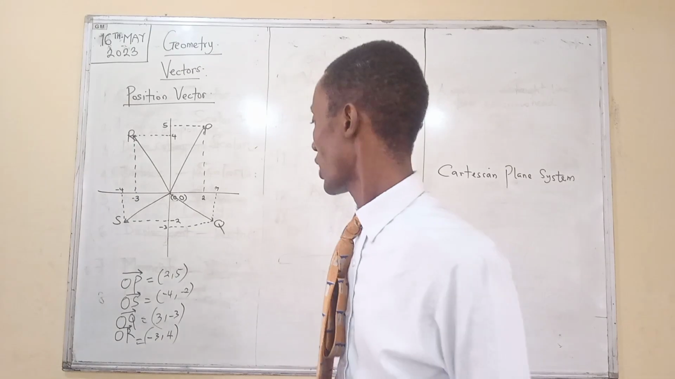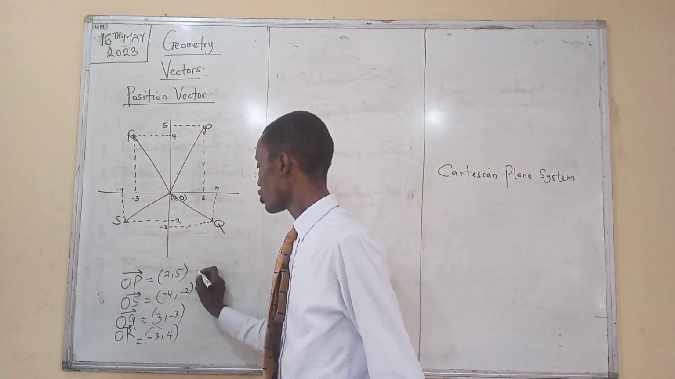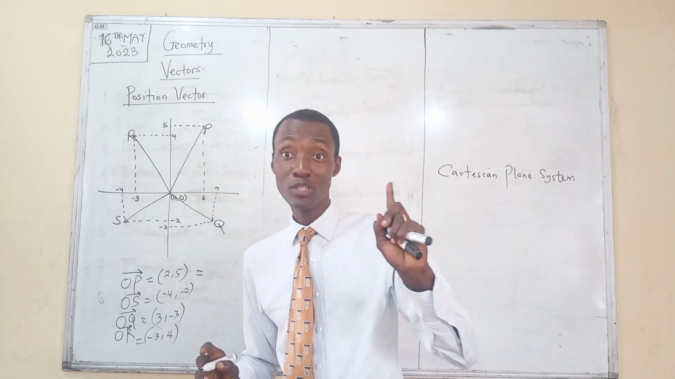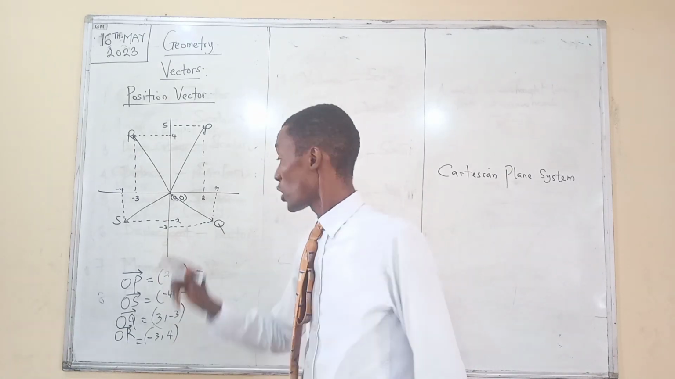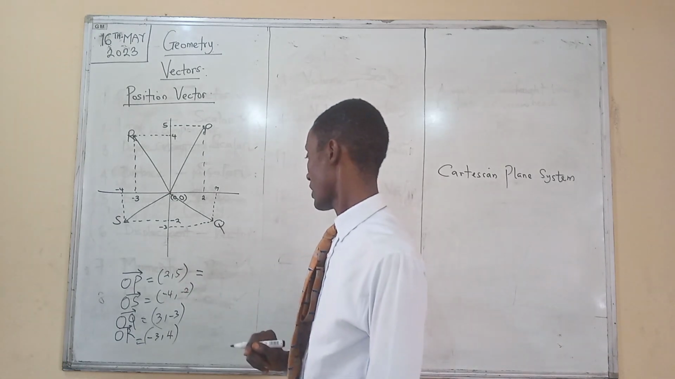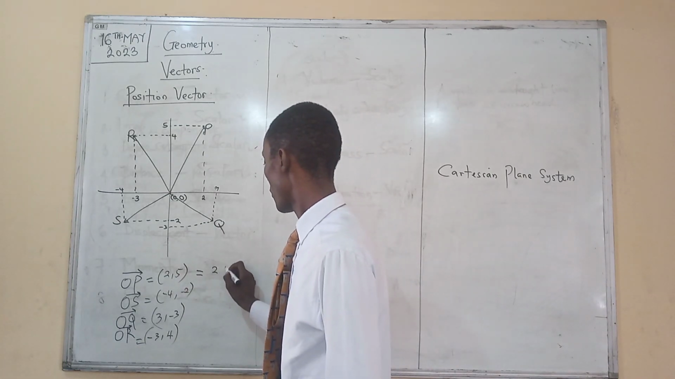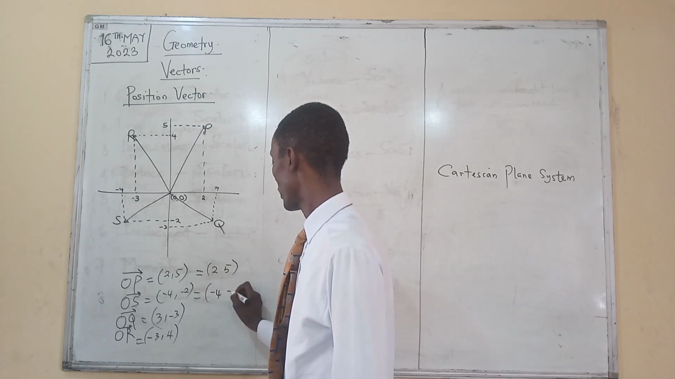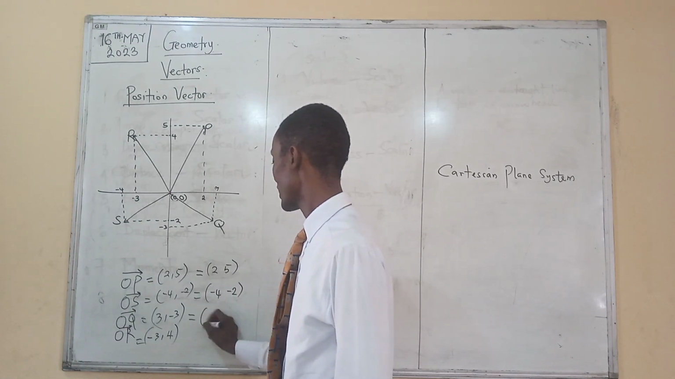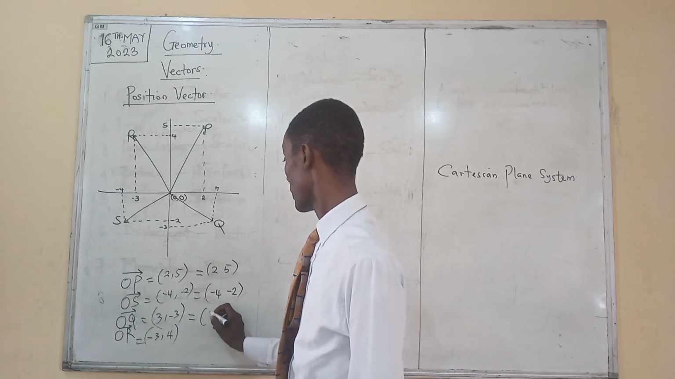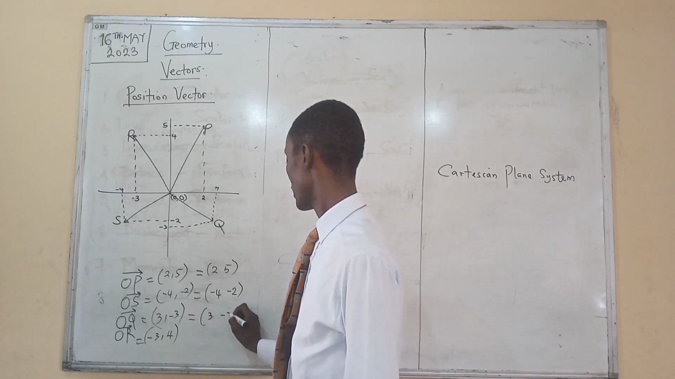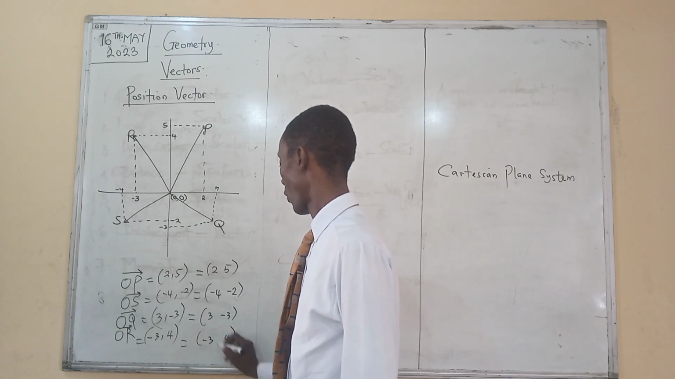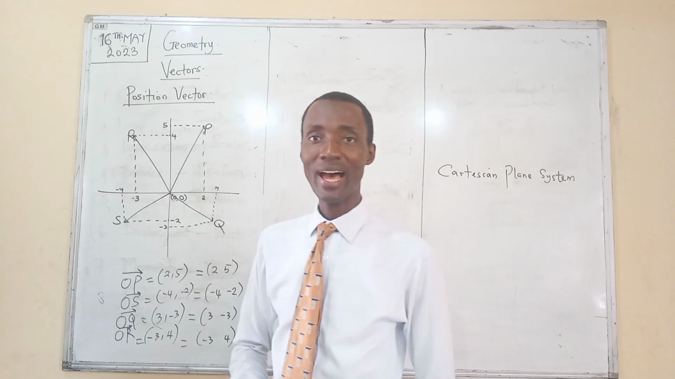There, you can see that you can also write this. Now notice there's an exception to that. Because we have described with respect to the origin, you can also write this as 2, 5. This as negative 4, negative 2. You can also write this as 3, negative 3. And you can write this as negative 3 and 4.